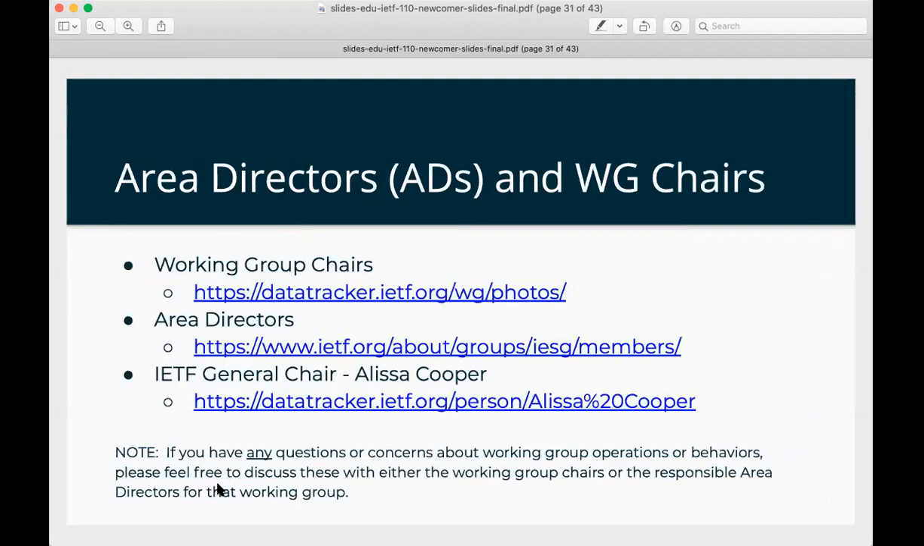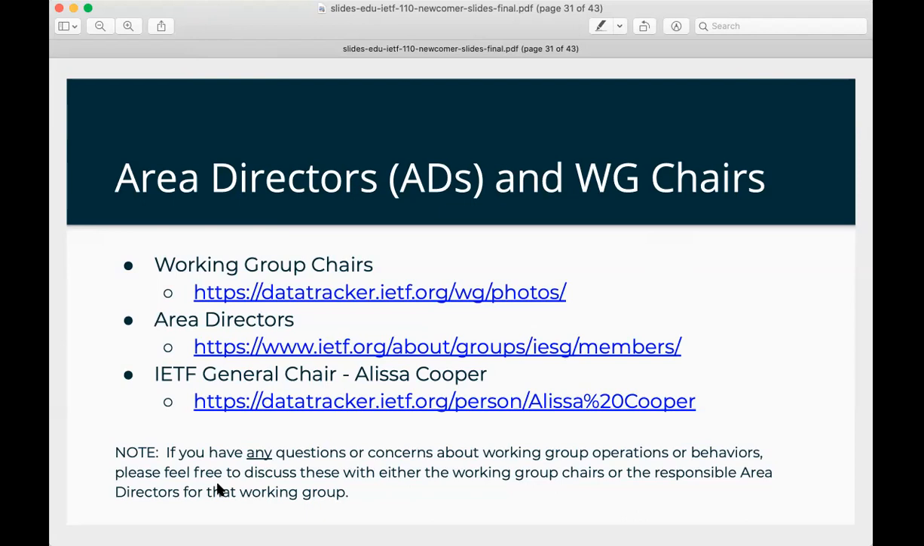So then the next level is area directors and working group chairs. If you hearken all the way back to about 30 minutes ago when I was talking about the organization of the IETF and all of the areas, you have working group chairs, which are responsible for each individual working group. And then you have area directors, and they manage the working groups under their portfolio.